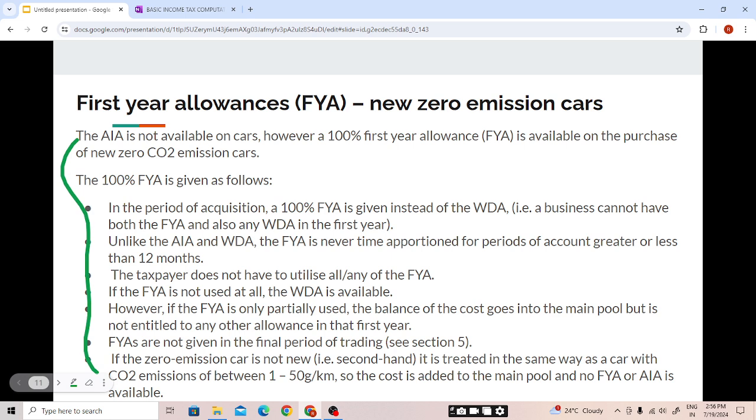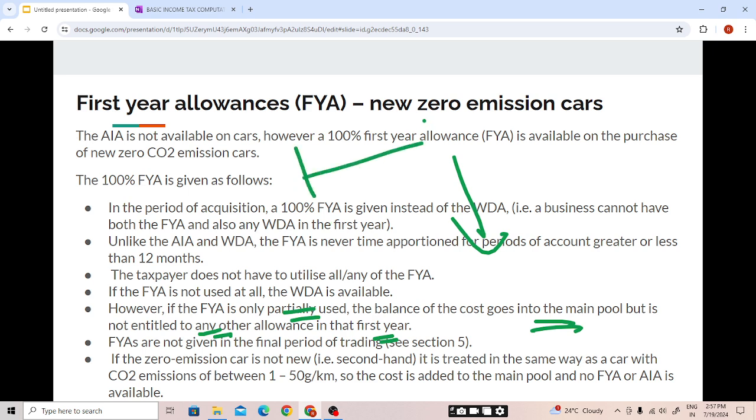The FIA will not be time apportioned as per the accounting period, but FIA will be available and WDA will also be available. If FIA is available, we can claim 100%. If we partially claim the FIA, then the rest cost will go to the main pool but will not be entitled to any other allowance in that first year. Only in this year, only the first year in which we partially use the FIA. From other years, you can calculate the WDA.